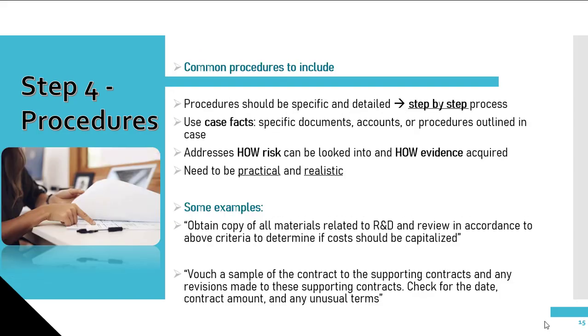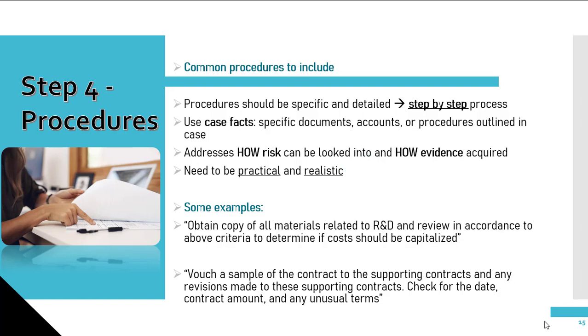Audit procedures should be specific and detailed by demonstrating a step-by-step process. To be specific, you can use case facts such as referencing specific documents, accounts, or procedures outlined for this company. The procedure should address how the risk can be looked into and how the evidence will be acquired. You should also make sure this procedure is practical and realistic and avoid any general statements that you could use for any case in particular.